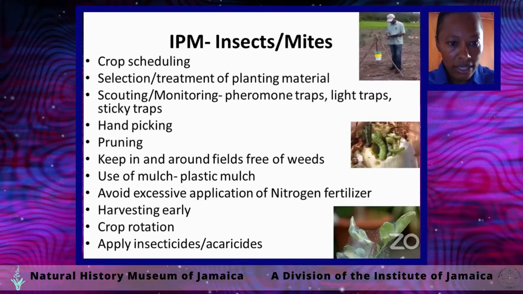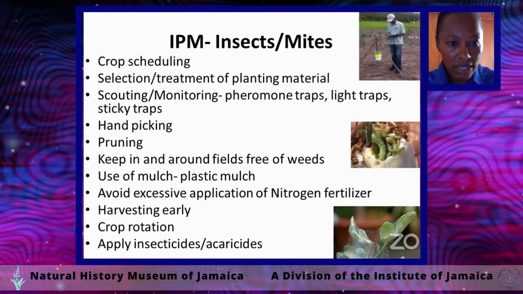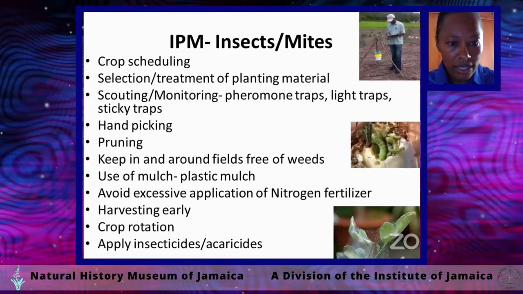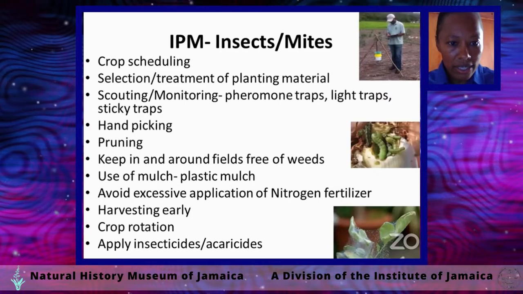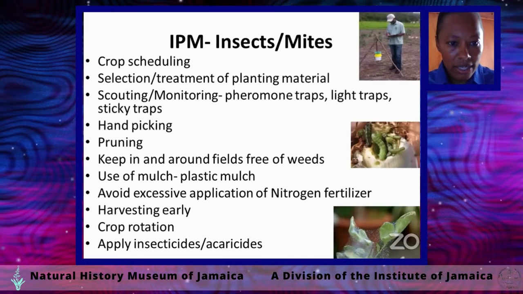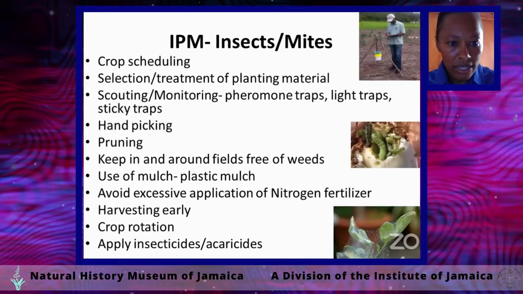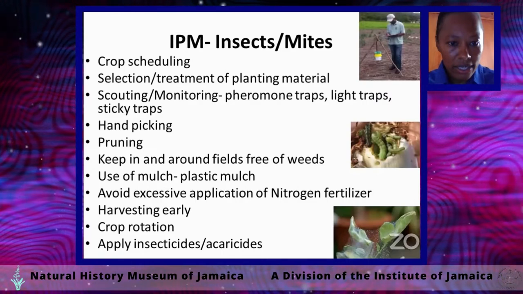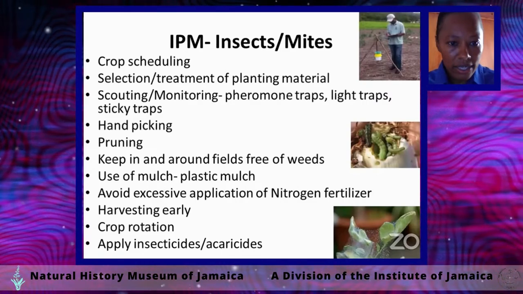We talk about weed management, use of the mulch, the plastic mulch as a repellent. We haven't talked about harvesting early, but it is a strategy. And of course we talk about using the insecticides and the acaricides, the chemical management approach.